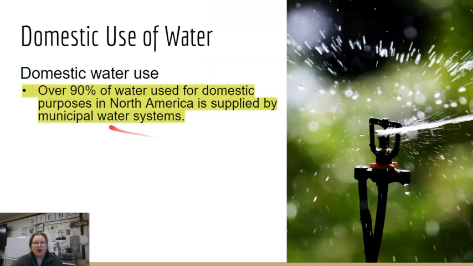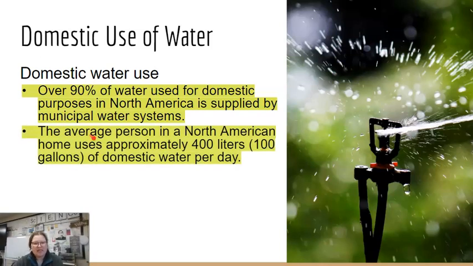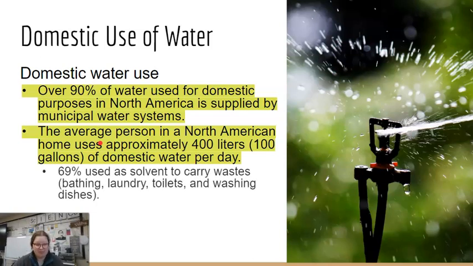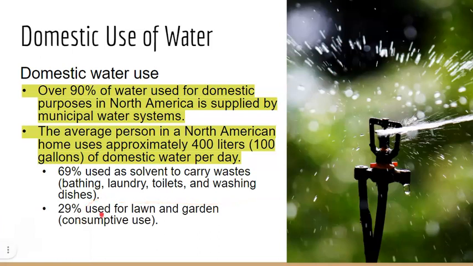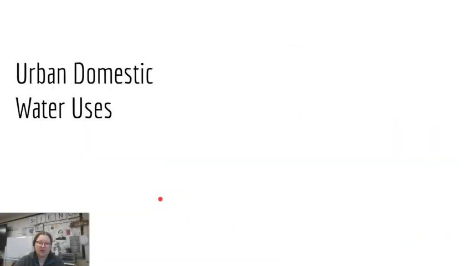For domestic use of water, over 90% of the water used for domestic purposes in North America is supplied by municipal water systems. That means you're getting it from a city source; it's piped into your house. The average person in North America uses approximately 400 liters, or 100 gallons, of domestic water per day. 69% is used as a solvent to carry waste. That means cleaning stuff, or flushing down waste. So that could be bathing, laundry, toilets, and washing dishes. That's where most of our domestic water goes. 30% is used for lawn and garden, and 2% is used for drinking or cooking.